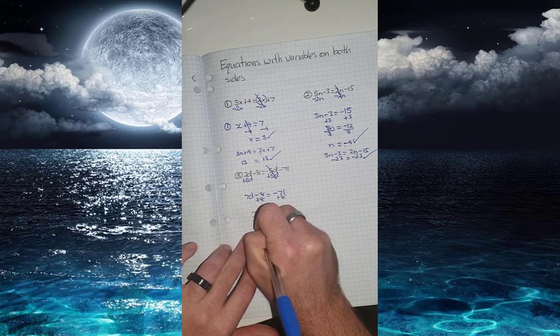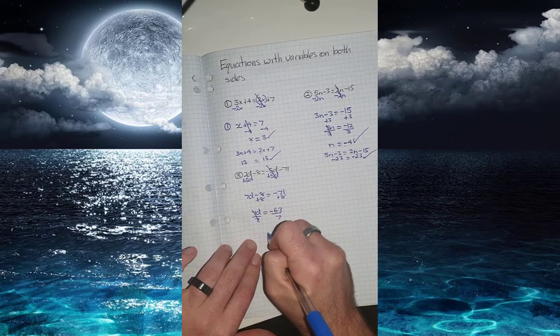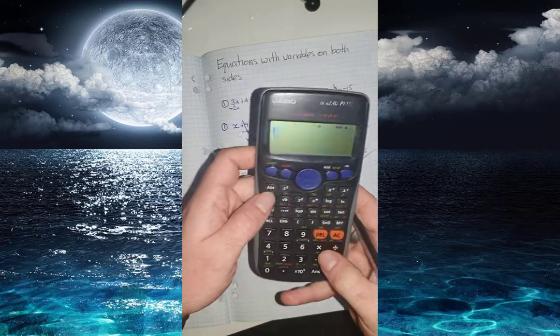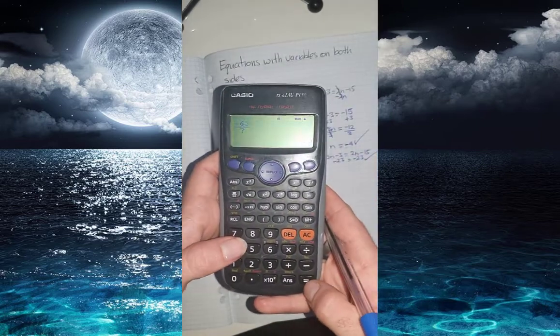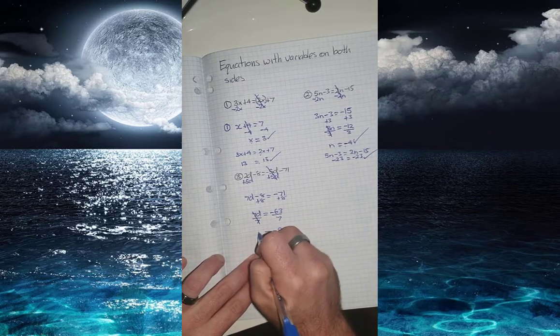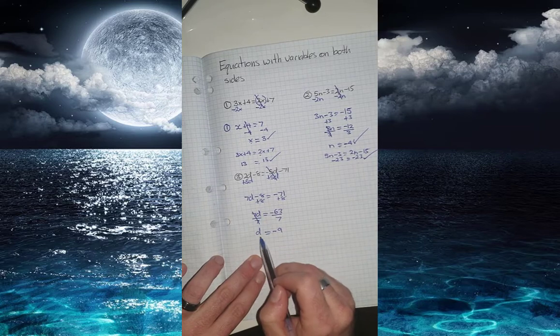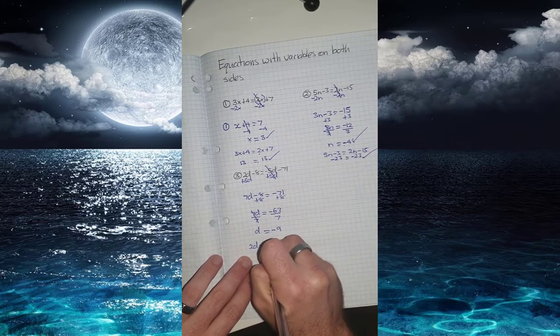So that's divided by 7, divided by 7. Cross it out. So negative 63 divided by 7 equals negative 9. I'm left with d on its own. So let's substitute it back into our equation.